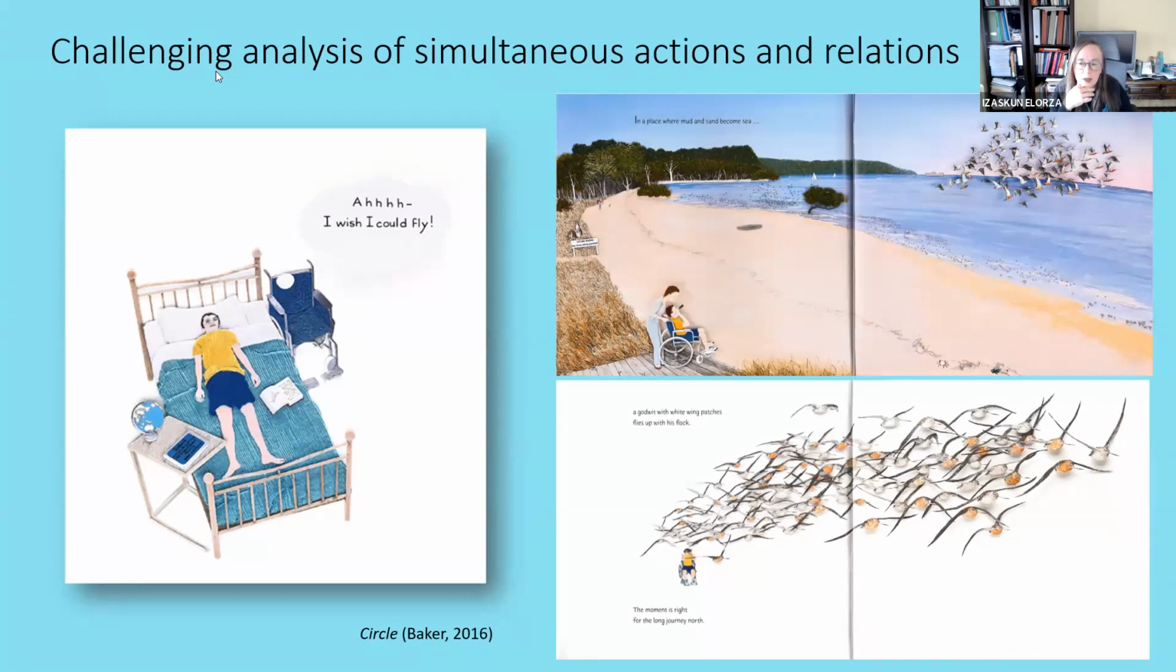How many participants can we distinguish here? Because we have the boy sitting on the wheelchair, we have a person holding the wheelchair, we have a flock of birds, and we have the verbal information saying in a place where mud and sand become sea. So this is the beginning of something, the beginning of the story. So if we are analyzing this as a figure, to start with, we can distinguish three kinds of participants: the boy, the flock of birds, and another human character holding the wheelchair.